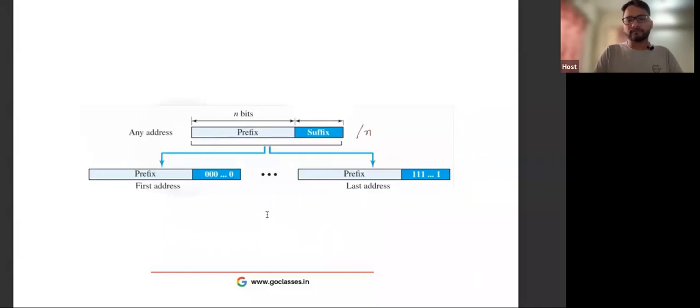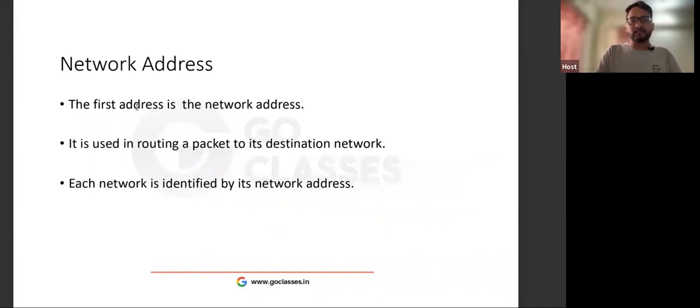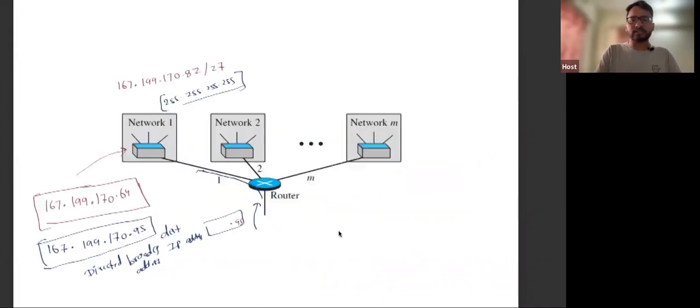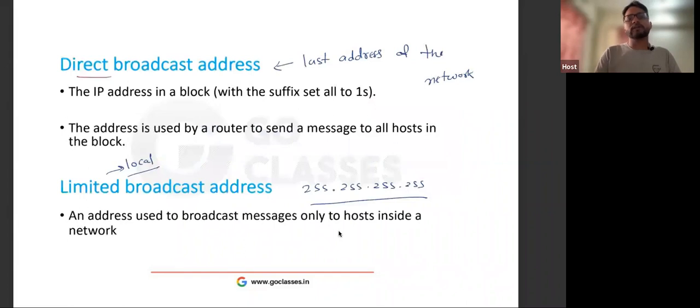So this is first address, last address, something like this. The first address is the network address. It is used to route the packet to the destination. There are two things: the directed broadcast address and the limited broadcast address. The limited broadcast address is fixed: 255.255.255.255. It means that a host inside a network is broadcasting within its own network. The directed broadcast address is basically the last address of the network.